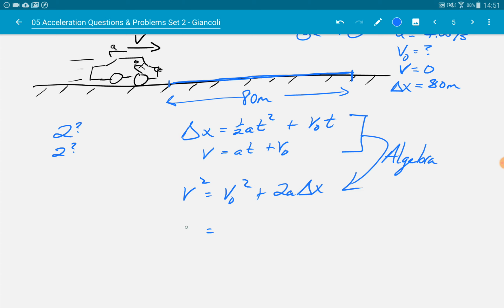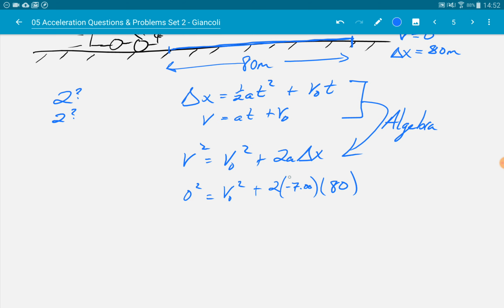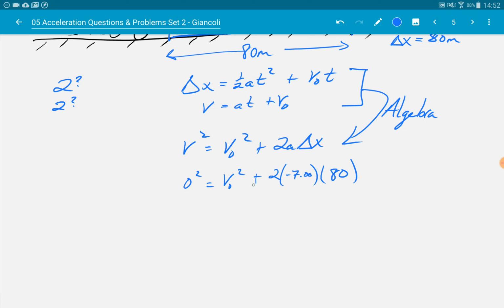So my v is 0 squared plus, I don't know what this is, plus 2 times negative 7.00, and I'm going to leave out the units until the very end, and 80 meters. So now I can move that bit to the other side, and so I have a negative, so that's going to become positive. So 2 times 7 times 80 is equal to v naught squared. And now I just go and grab my calculator. 2 times 80, that's 160. 160 times, oh gosh, my calculator just ran out of battery, so let me pause this. All right, and you get 1120.